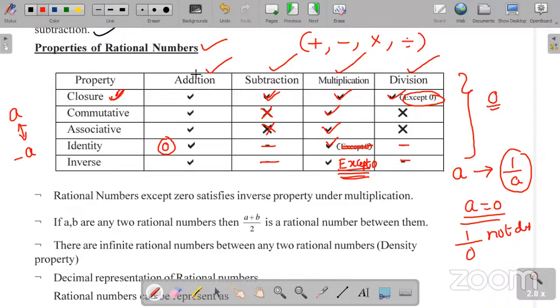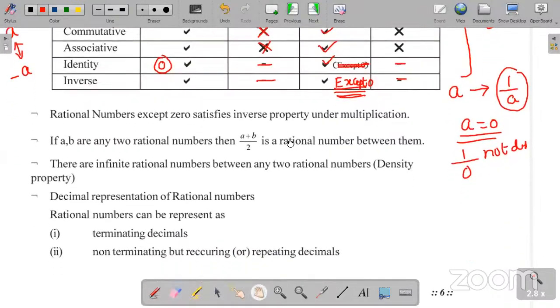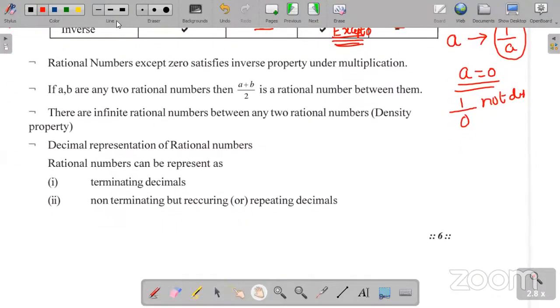So, rational numbers will follow all the properties with respect to addition. With subtraction, only closure. With multiplication, all the properties will follow, with only one condition: except the 0 element. Right. So now you see important points. Rational numbers except 0 satisfy the inverse property under multiplication.